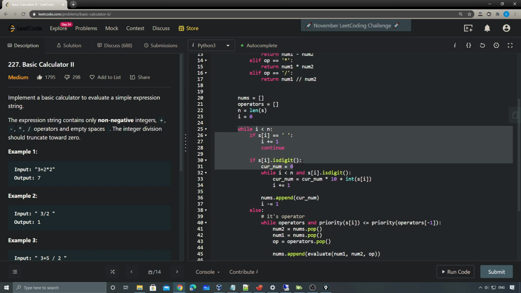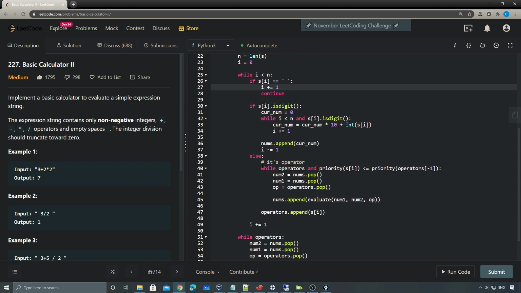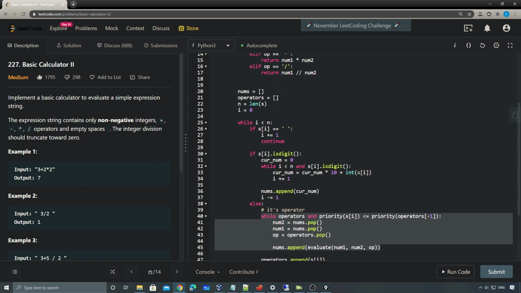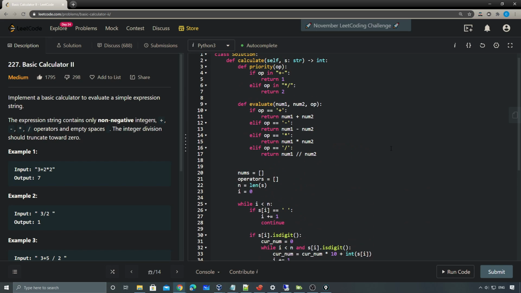So the time is just a while loop here, right? From 0 to n. Even though we might have a nested while loop here, each element will only be pushed and popped out of the queue only once. So that's why the total time complexity is O of n, and space complexity is also, of course, O of n, right? Cool. So that's that.